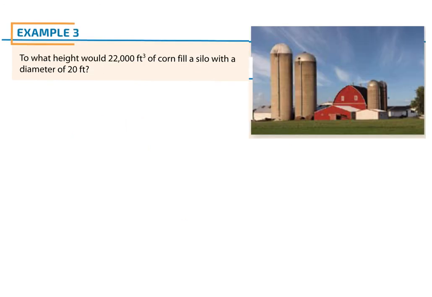All right. This says, to what height would 22,000 cubic feet of corn fill a silo with a diameter of 20 feet? So first of all, if they give you a measurement and it is a cubic measurement, they have given you volume. Just by knowing that this unit is cubed, then you automatically know that this is volume. So they gave you volume and they're saying what height? Basically they're wanting this variable right there.